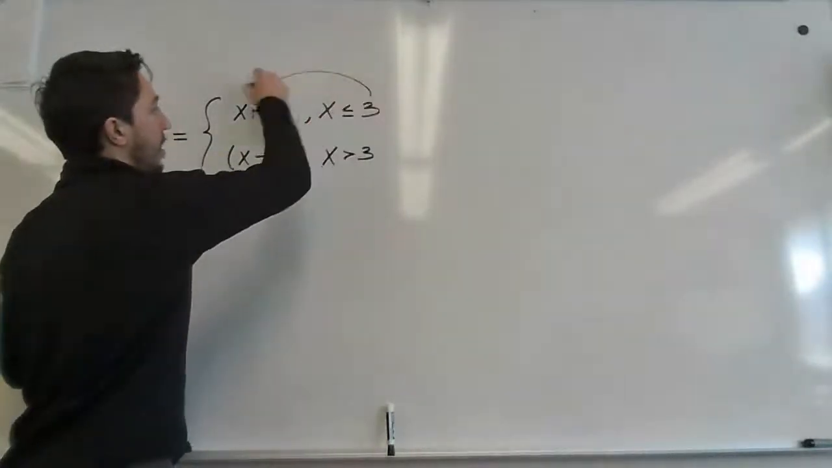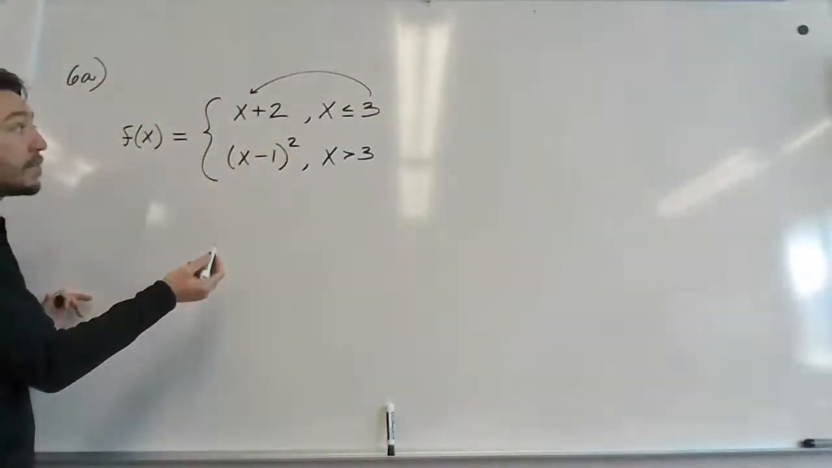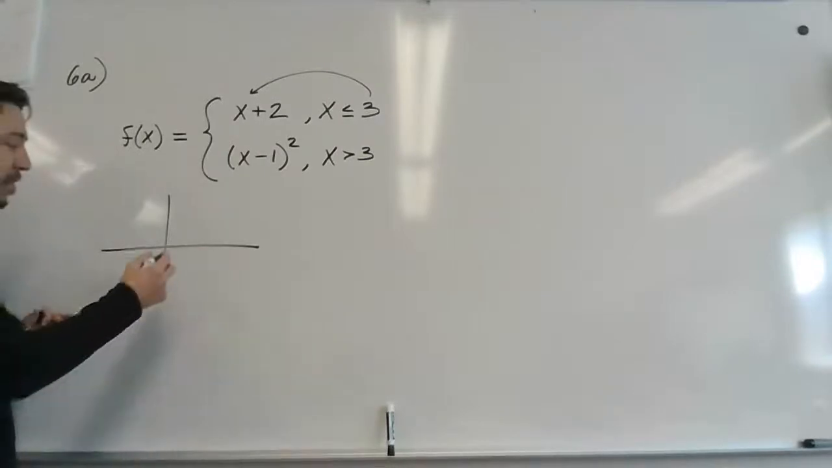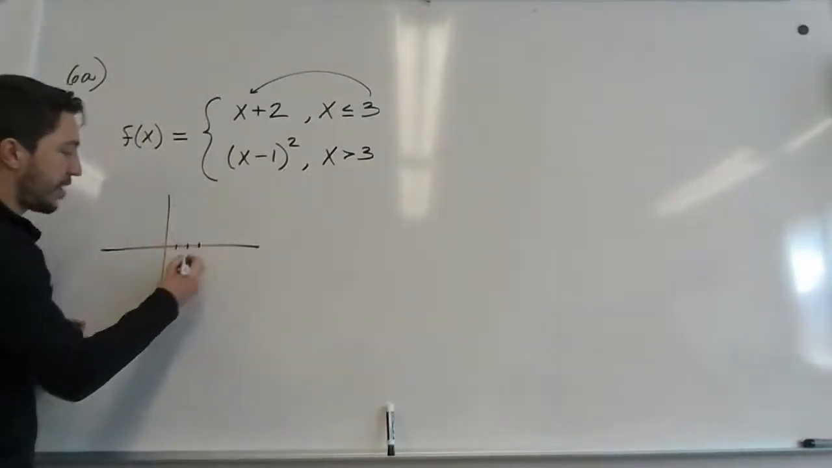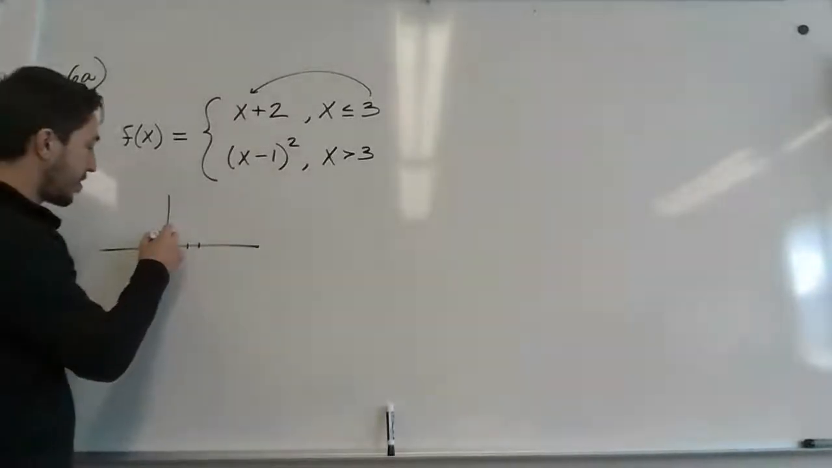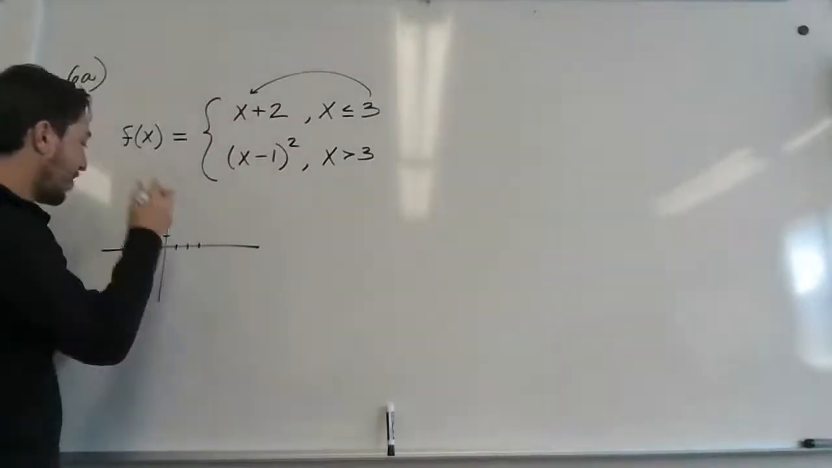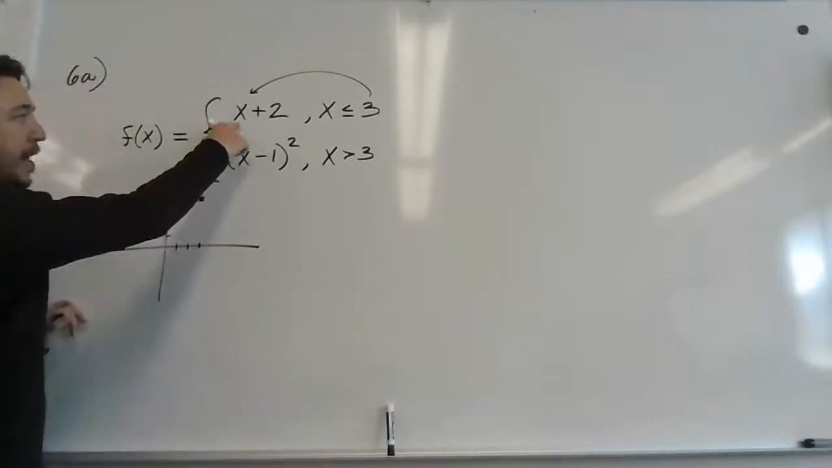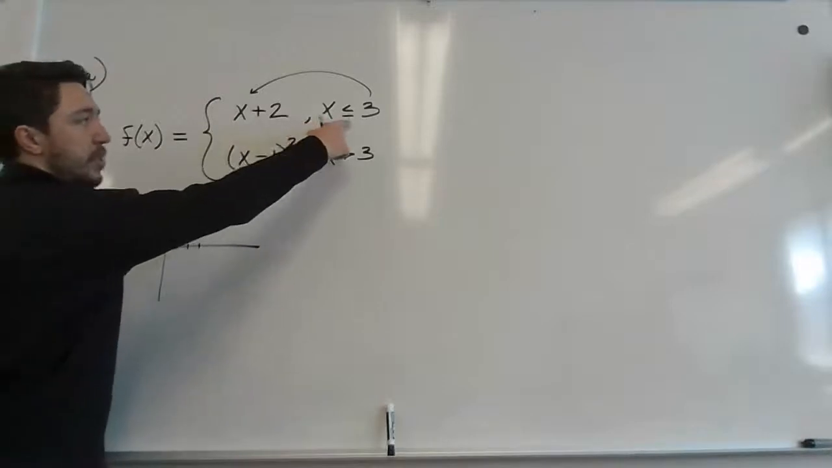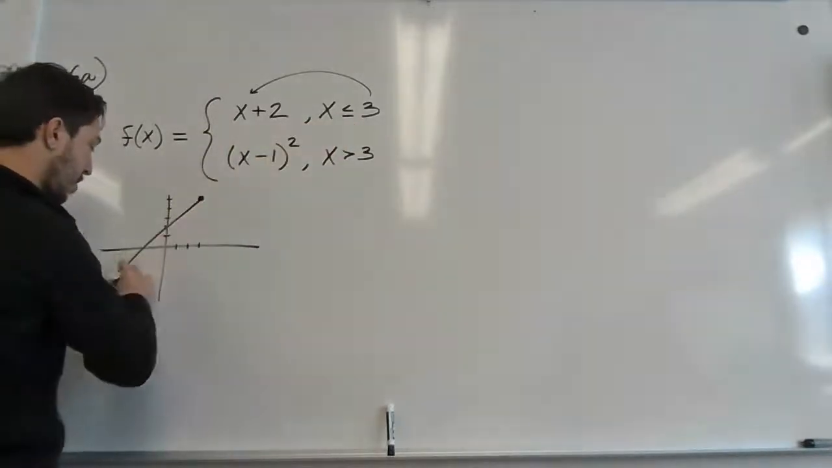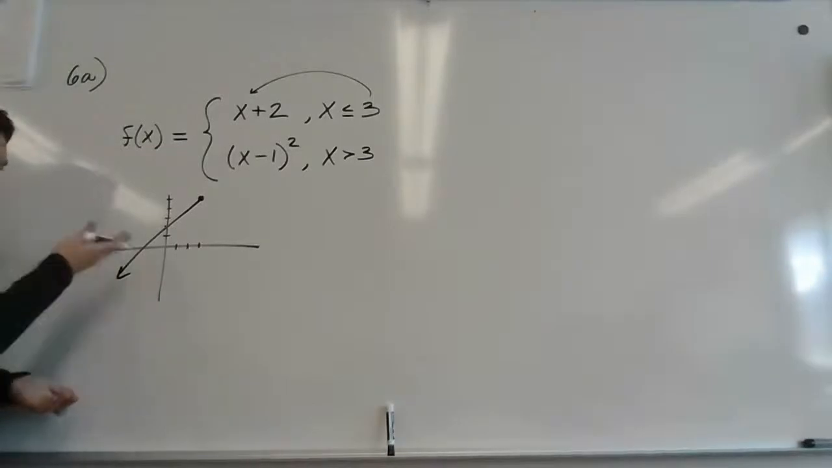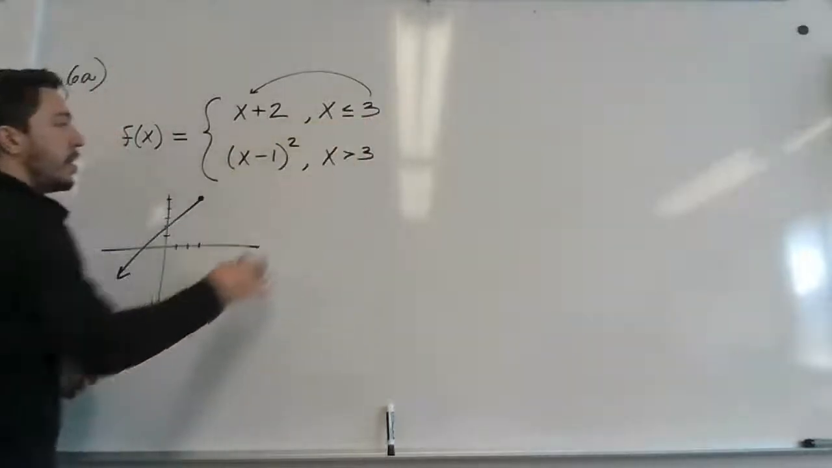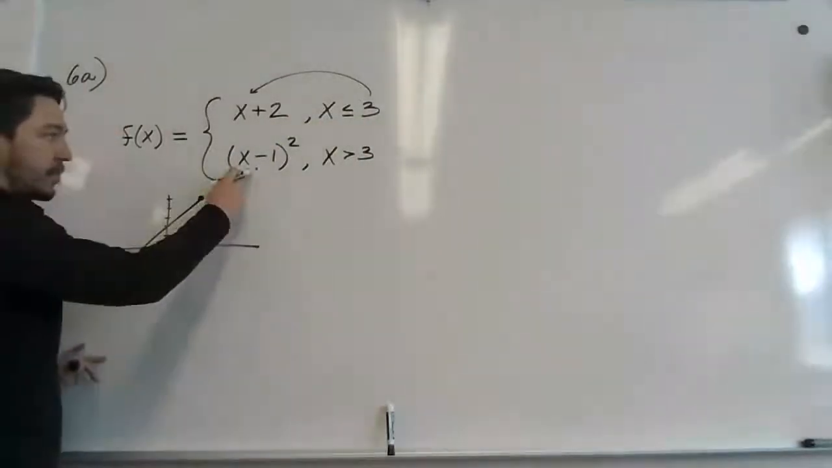If I plug 3 in here, what do I get? 5. You don't have to graph all these, but let's say I graphed it, for Maddie, who says she forgot everything about piecewise functions. So this is my x plus 2 for all x values to the left of 3. Everyone okay with that? Yeah. So that's the line y equals x plus 2, but only when x is to the left of 3 or equal to 3. And then here's a shifted right parabola.